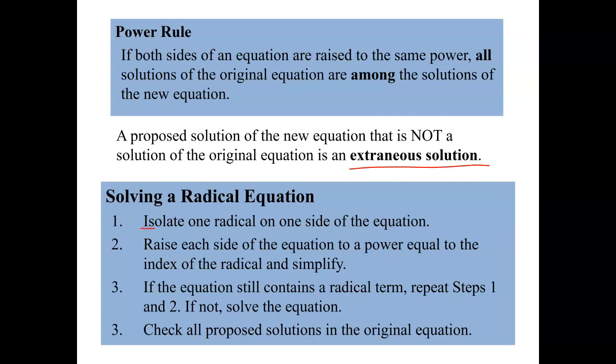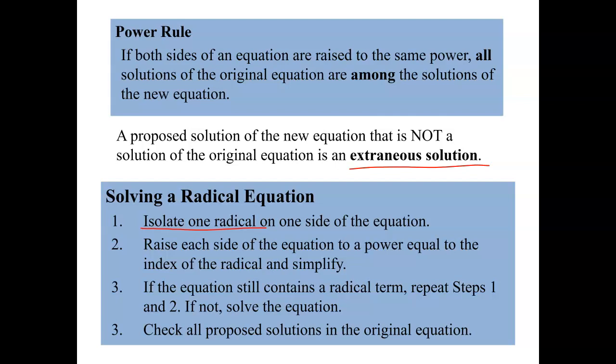Our process is pretty straightforward. Our first step is to make sure that our radical is isolated on one side of the equal sign. It needs to be by itself: no coefficients, no constants. There can be whatever we want inside the radical for the radicand, and that can be as complex as it needs to be. But everything outside the radical has to be on the other side of the equal sign. Okay, step 1 is isolate.